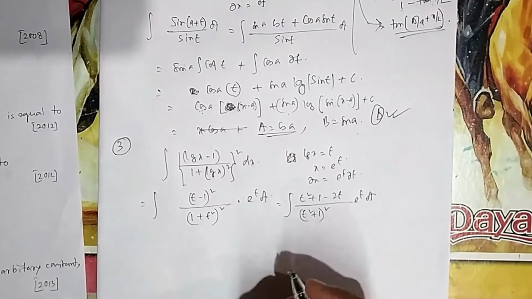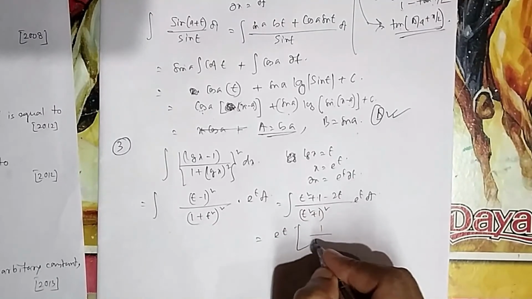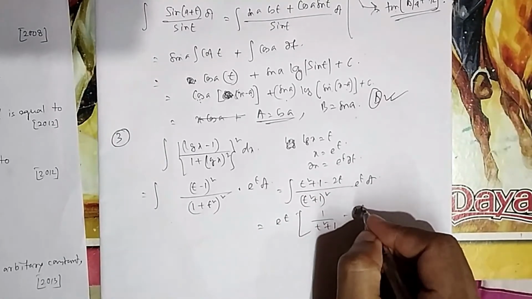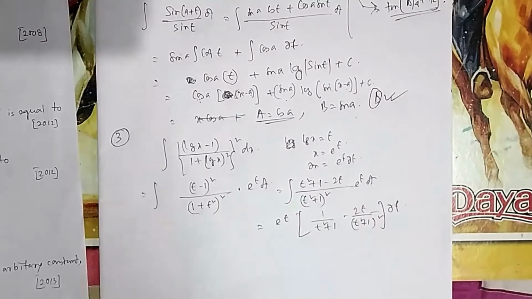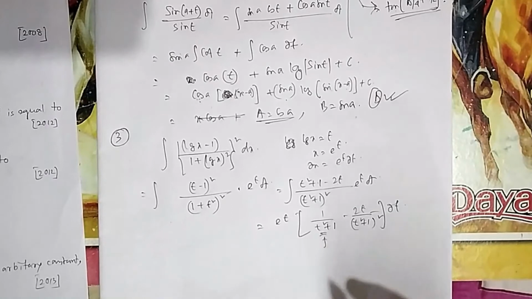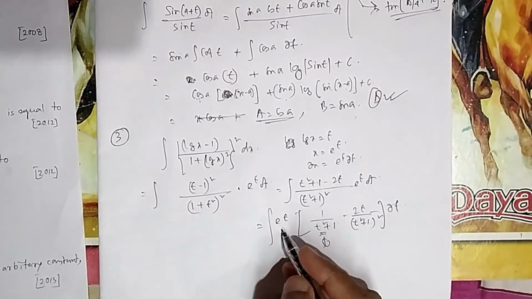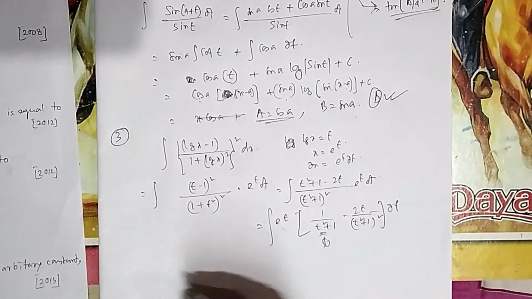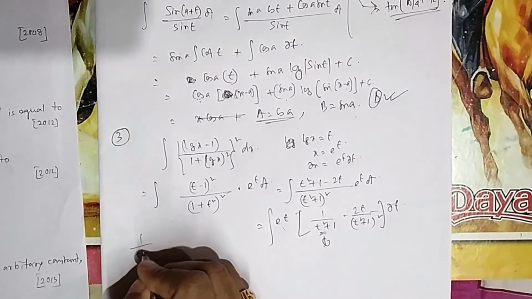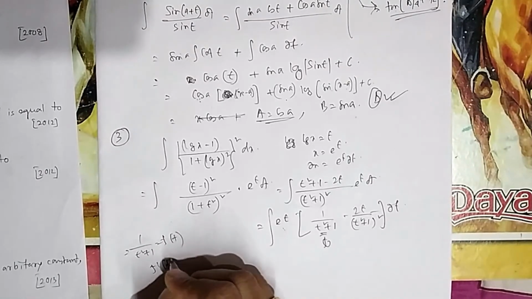So it will be (t square plus 1 minus 2t) divided by (t square plus 1) whole square, e to the power t dt. So if you take e to the power t common, then this by this will be 1 by (t square plus 1), and this will be minus 2t by (t square plus 1) whole square. Now if you think this is a function f, what is the differentiation of this one? Because e to the power t is there, there is always a temptation of e to the power x into (f x plus f dash x). So if you take 1 by (t square plus 1) as f t, what will be the differentiation of this one, f dash t?